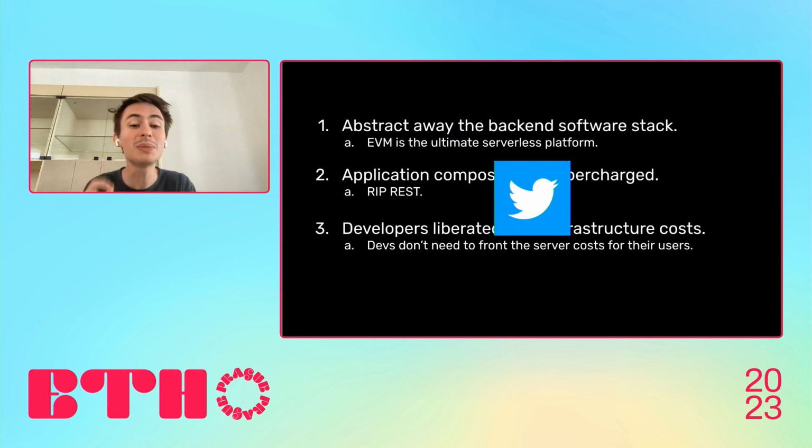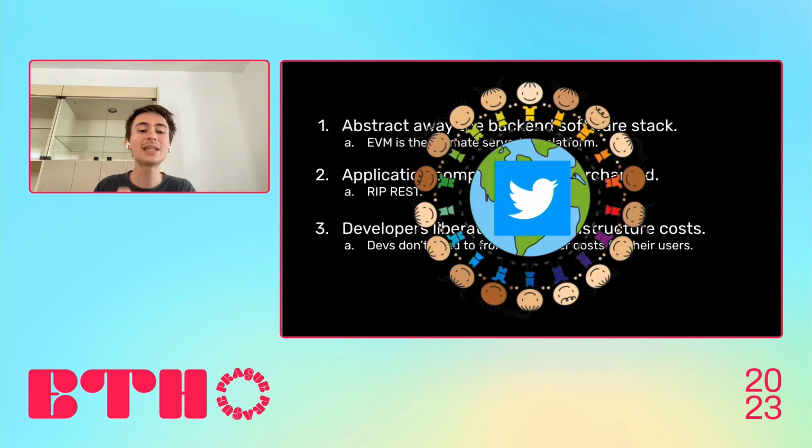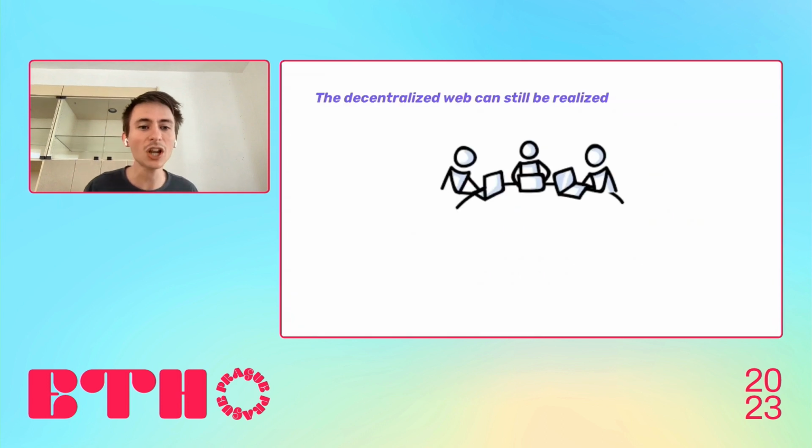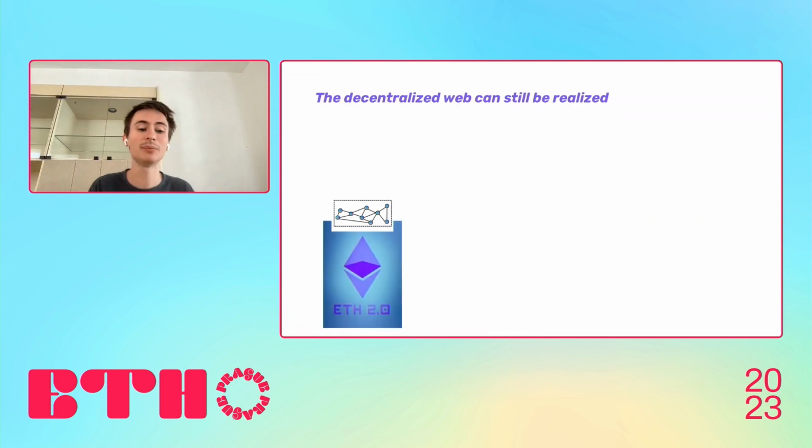No, just kidding. So we should be getting to the point though where we can support Twitter on the internet, on the EVM. All right, the decentralized web can be realized, right?